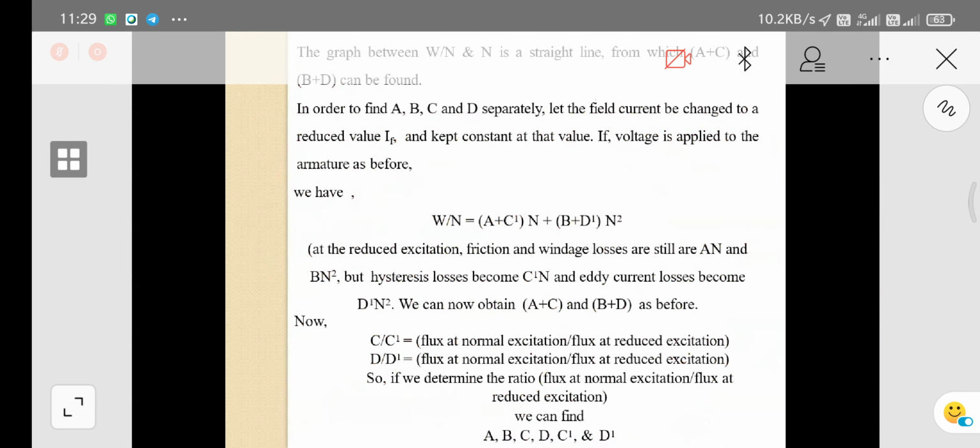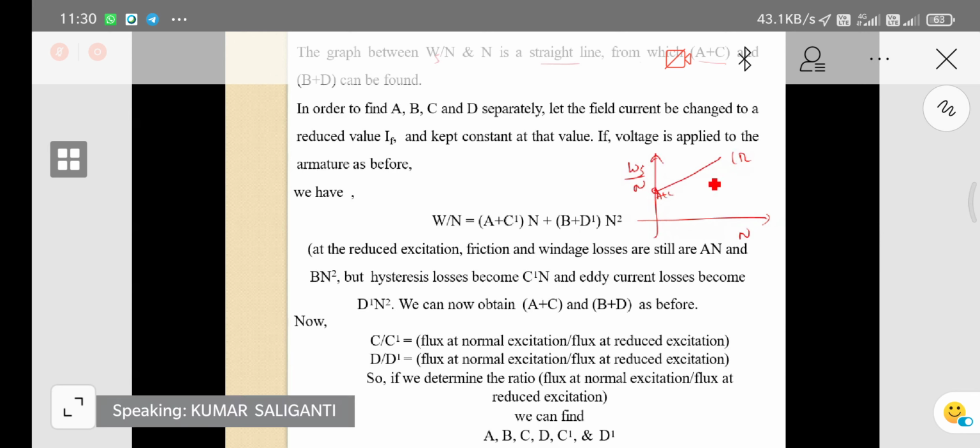So the graph between W_s by N and N is a straight line, where N is the rated speed. From this graph, A plus C and B plus D can be found. A plus C is the intercept of this graph, and B plus D is the slope of the curve here.